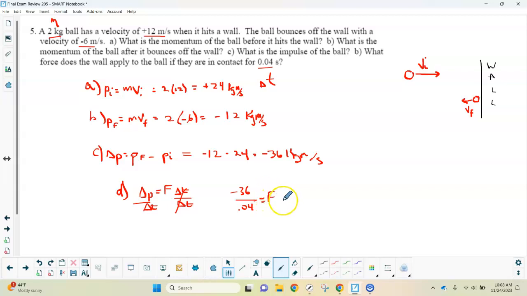So when we do that in the calculator, you get something like -900 newtons. And it's a negative force. That makes sense because the wall is pushing back to the left, so the direction of the force is definitely going to the left from the wall. Okay.